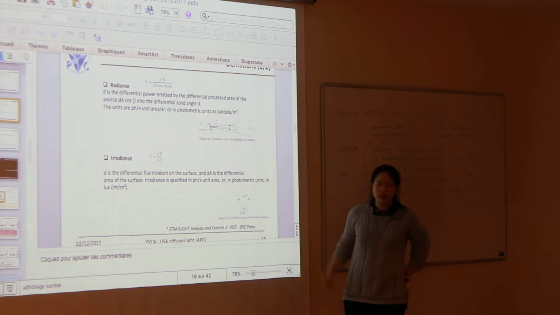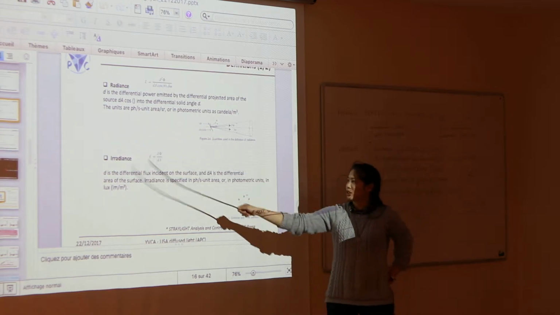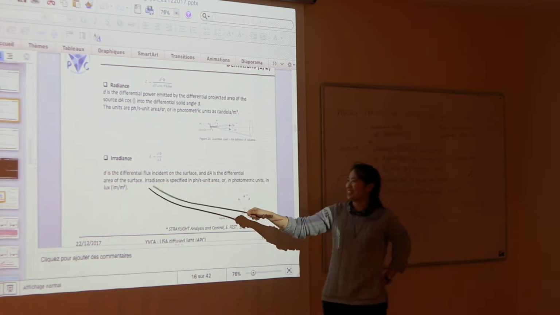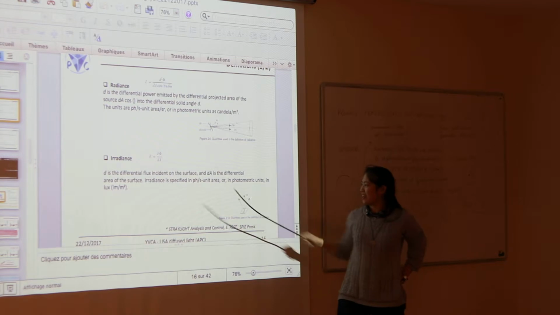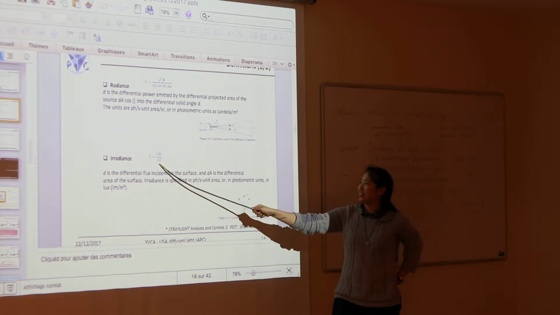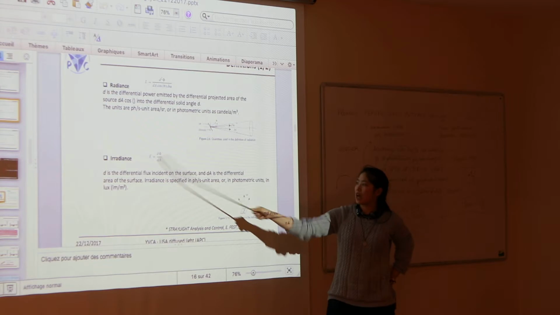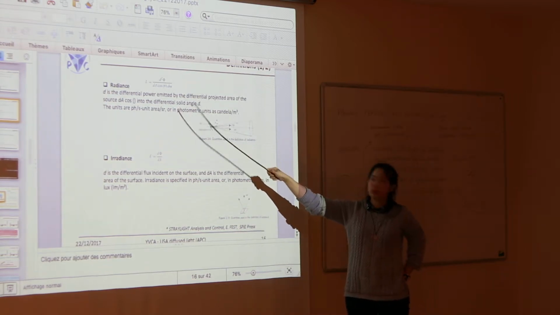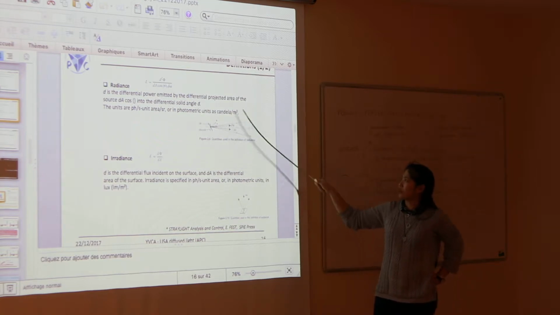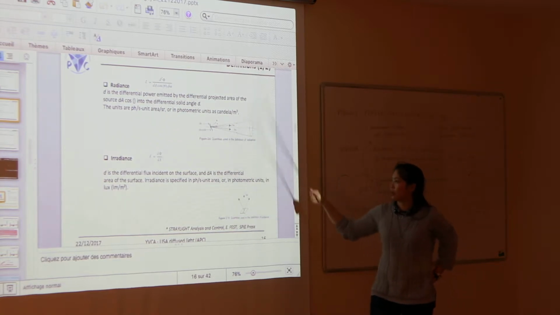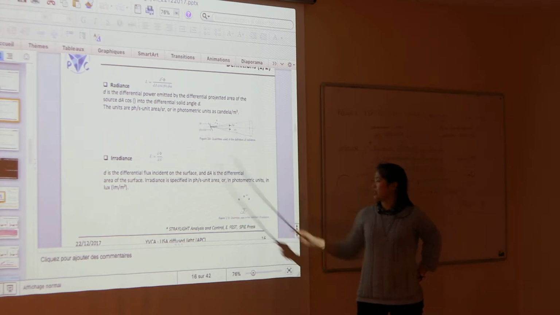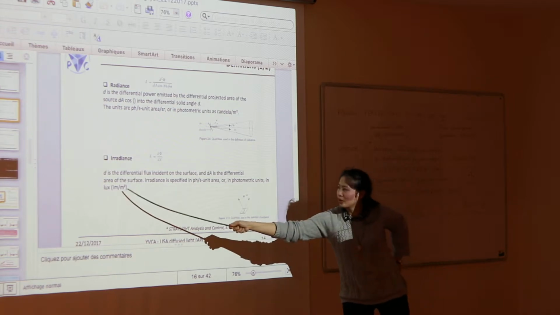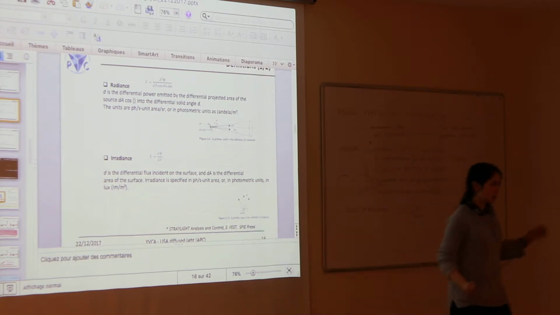So it's a definition. And irradiance, which is éclairement in French, is the differential flux incident on the surface, and dA is the differential area of the surface. So yes, you have the photometric units, and here it's candela per square meter, and for irradiance the photometric unit is lux, or lumen per square meter.